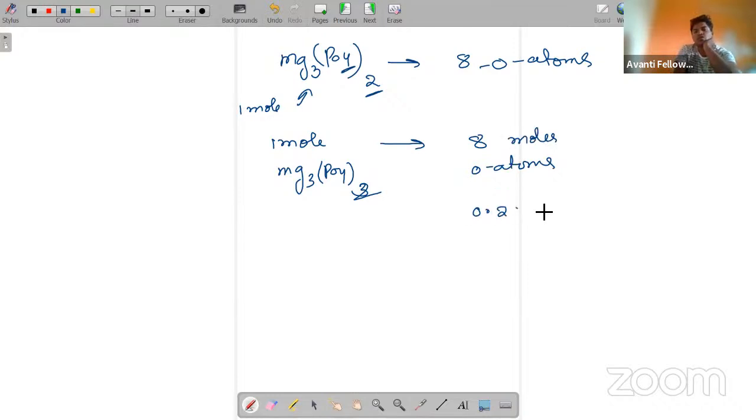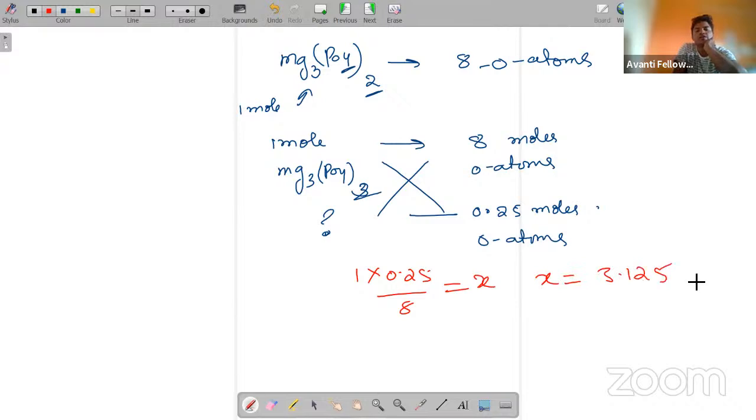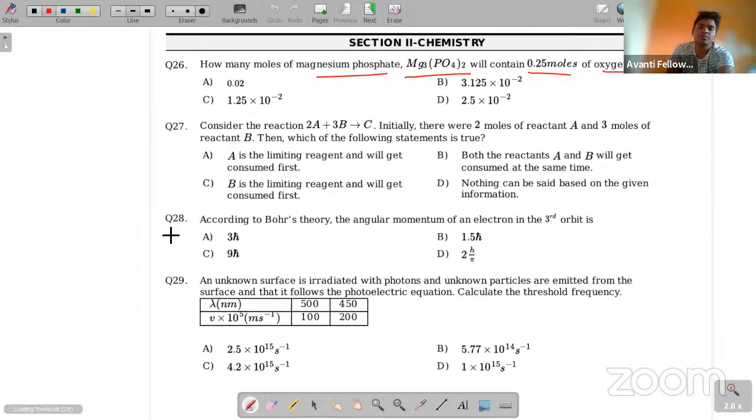Now 0.25 moles of oxygen atoms. They are asking how many moles of Mg3(PO4)2 will be present. Just use the unitary method. We can calculate 1 into 0.25 divided by 8 is equal to x, then x will become 3.125 into 10 to the power of minus 2. Okay, so very simple question, very basic question from mole concept.